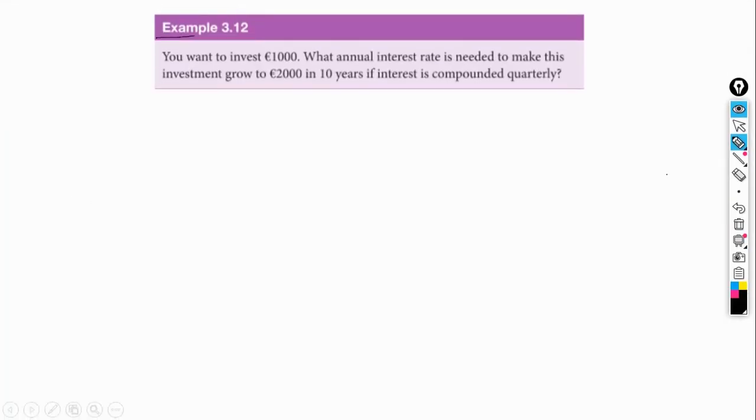So here we are in example 3.12, and it says you want to invest 1,000 euros. What annual interest rate is needed to make this investment grow to 2,000 euros in 10 years if interest is compounded quarterly? So this is very similar to the previous example. Notice that we want 2,000 to equal 1,000 times 1 plus the rate, which is what we find, compounded quarterly, so that's 4 times a year, and in 10 years, so that's 4 times 10, 40.